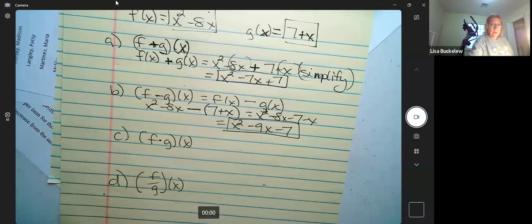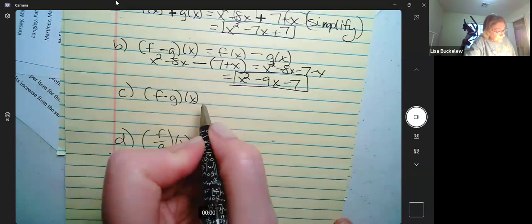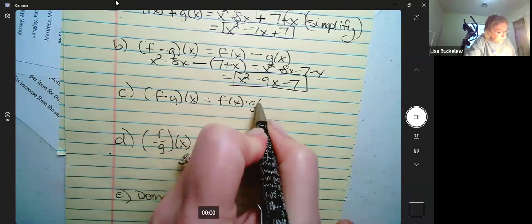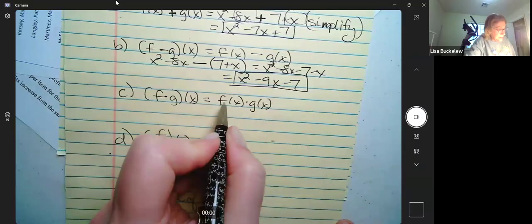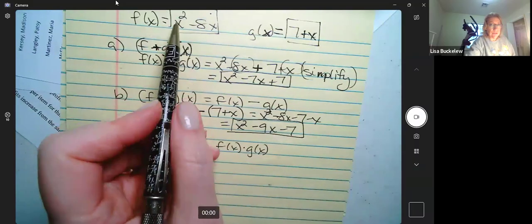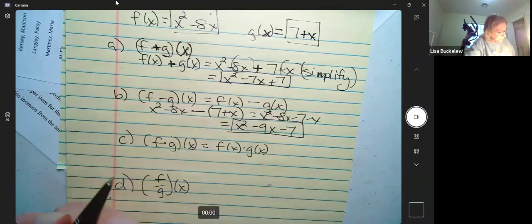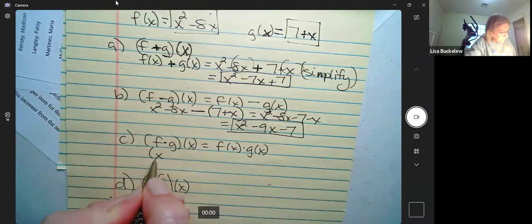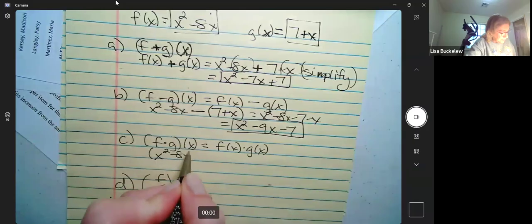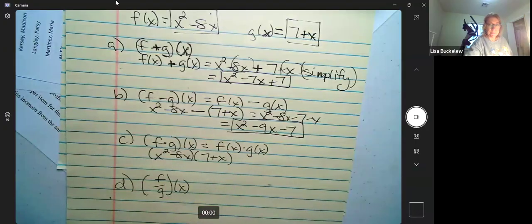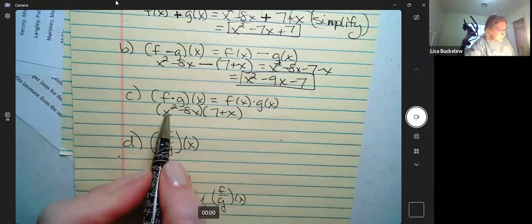Okay, now we're going to move on to multiplication, and it really is just what you think it is. You're going to just take the two expressions and multiply them together. Now, since each expression has two terms, I'm going to wrap parentheses around each one to show the multiplication. So f of x is x squared minus 8x times, with the second set of parentheses, 7 plus x, like that. Okay, so now I'm just going to do the FOIL.